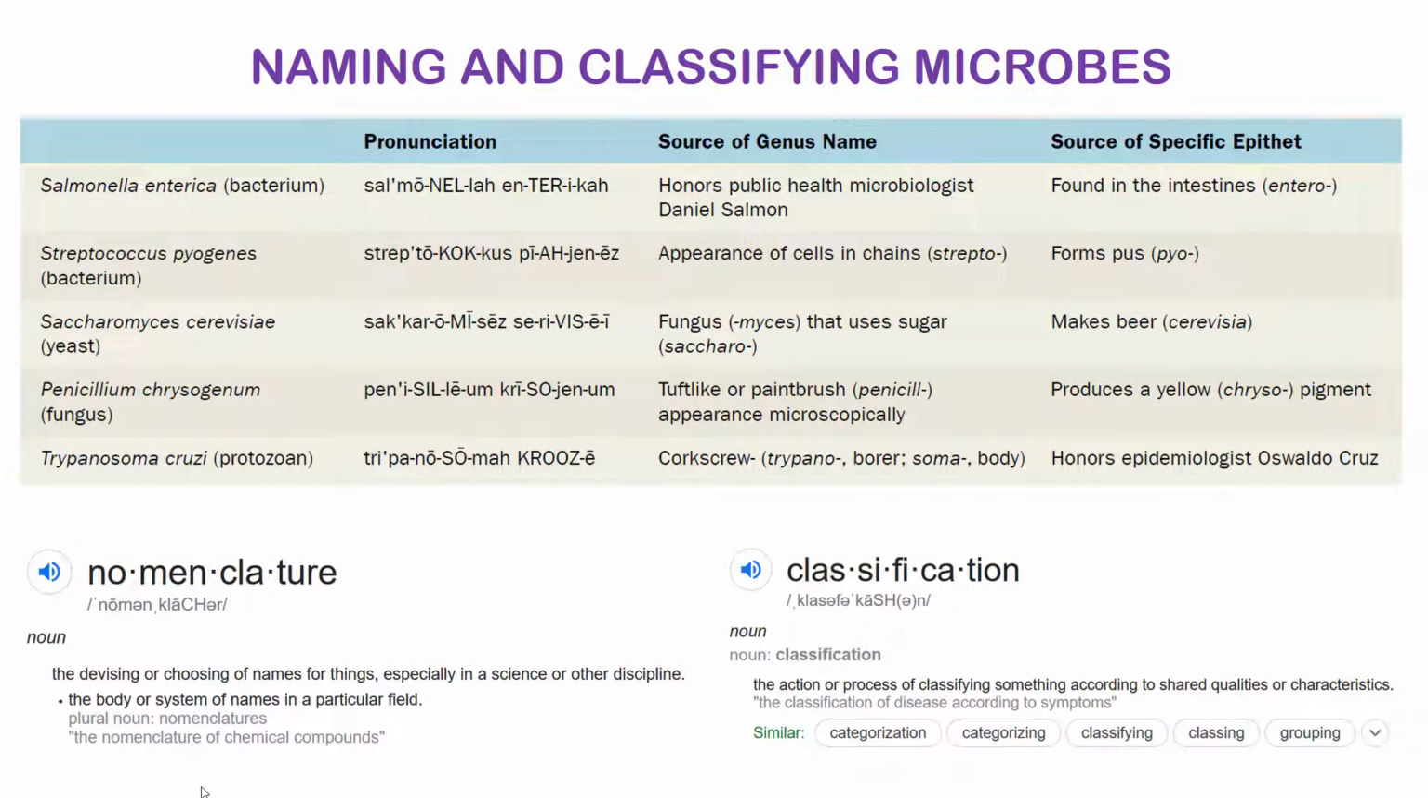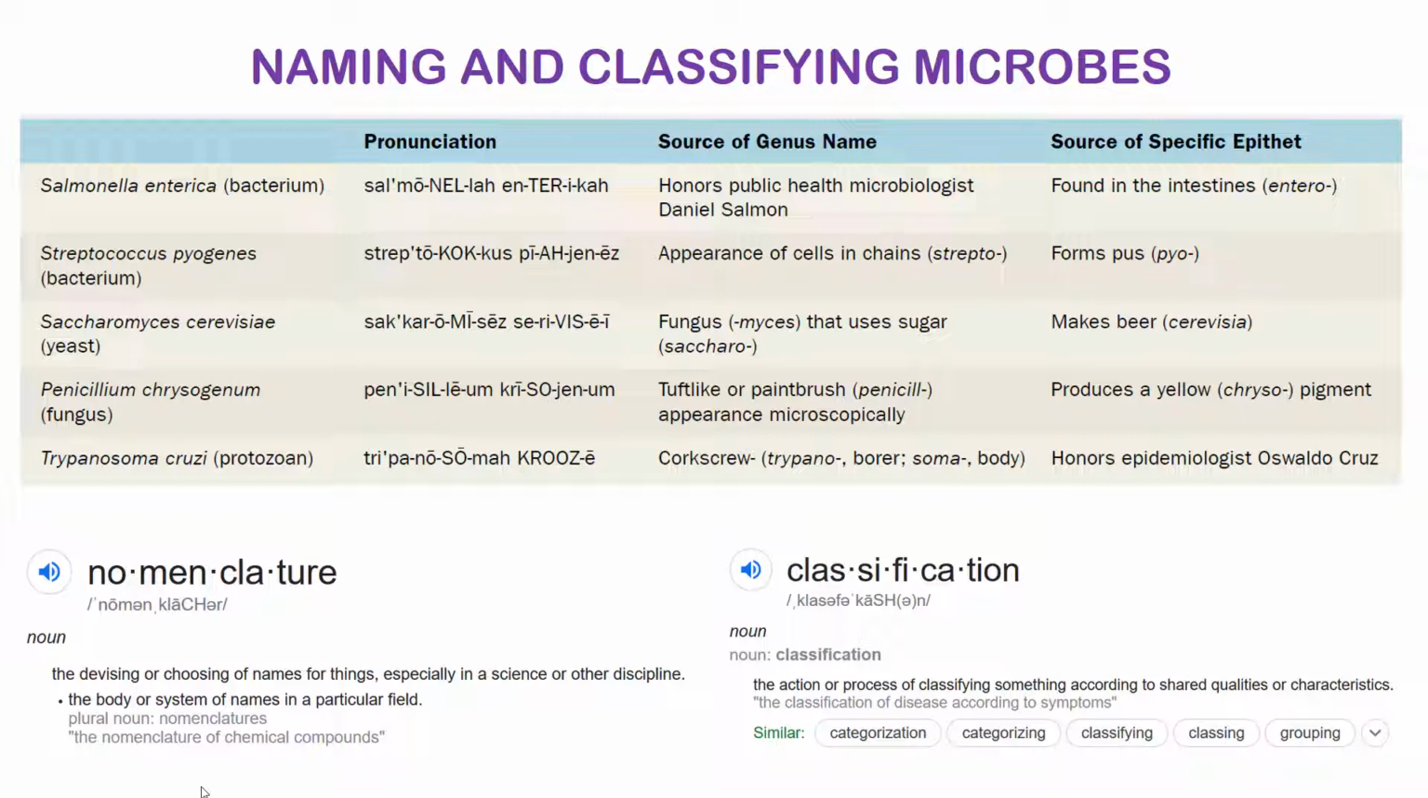Let's now go to naming and classifying microbes. Providing scientific names is referred to as nomenclature. But again, classification is a different thing. When you classify, you group organisms based on the appearance or maybe based on their genetic relationship. So that's where the terms kingdom, phylum, class, order, these terms are being used there in the classification.